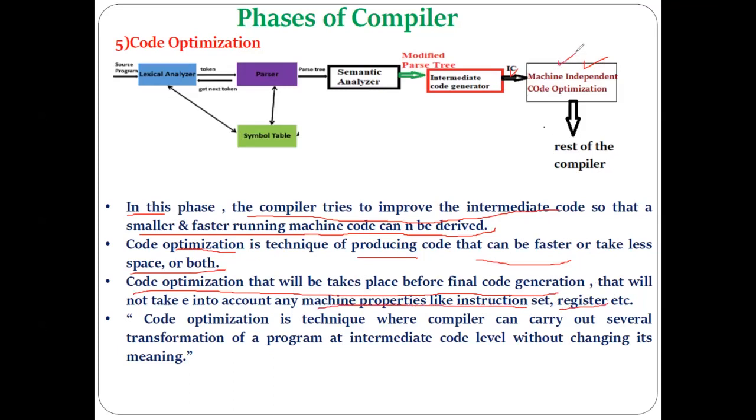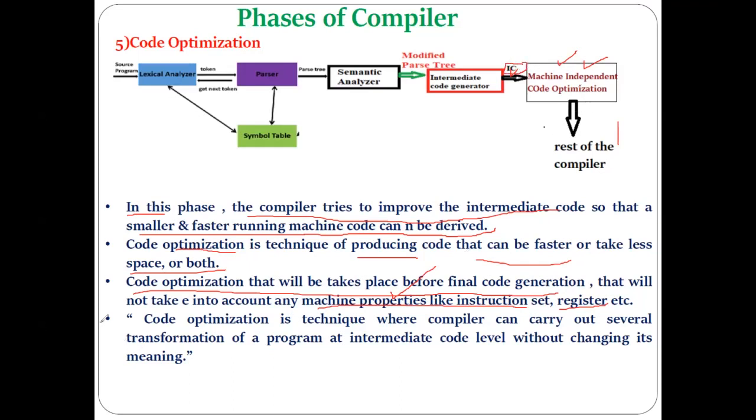Why is this called machine independent code optimization? Because this code optimization happens before the final code generation, meaning before the machine code is generated. We still have to see the machine code generation. So if code optimization happens before that, it is called machine independent code optimization, because while doing the optimization it doesn't take into consideration any machine properties, like the instruction set of that machine or what registers are there. It only considers the intermediate code generated, and only on the basis of that it will do the code optimization.